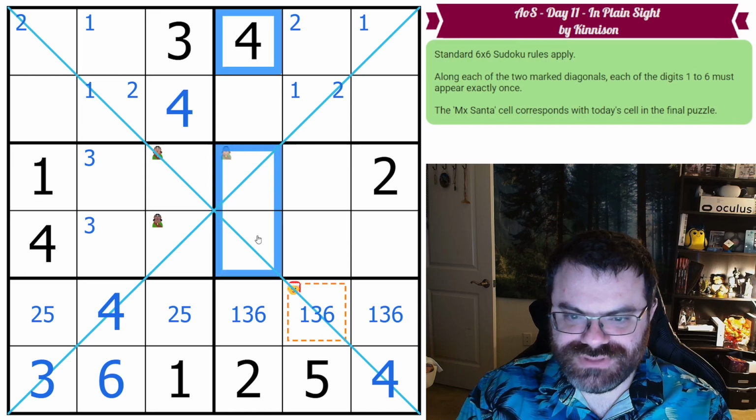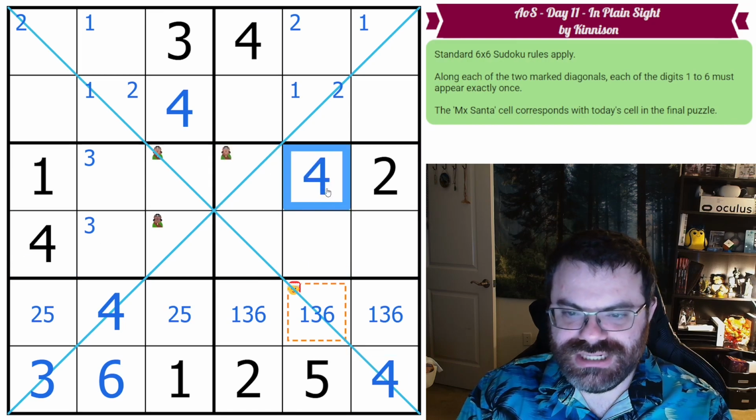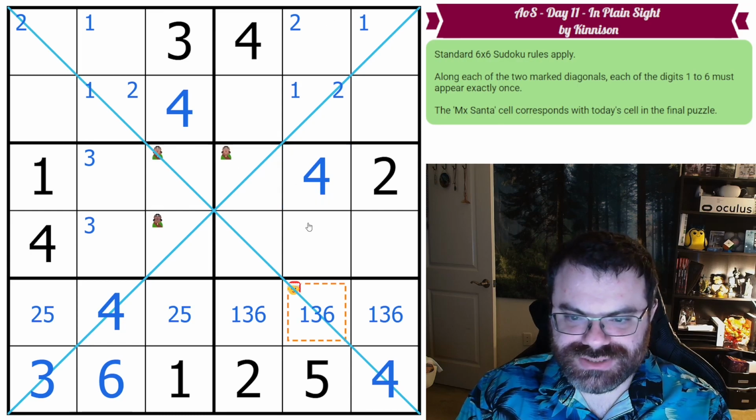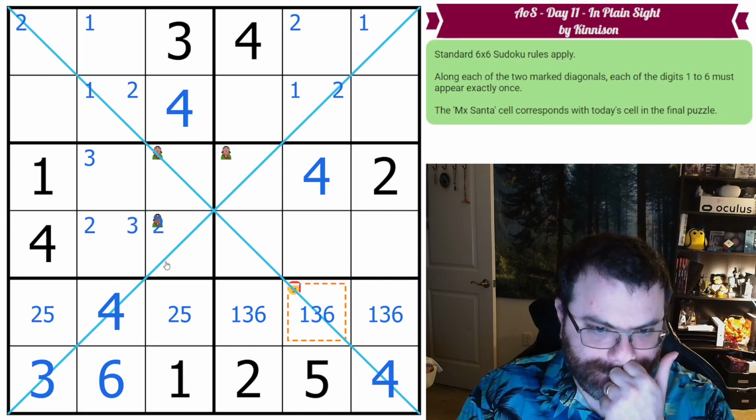Okay, so what did this do? We have this 4 and this 4 looking up, and this 4 looking in, so we can place this 4. Now it looks like we have all the 4s placed. So I need a 2 over here. Might as well mark that, but I don't think it does anything yet.